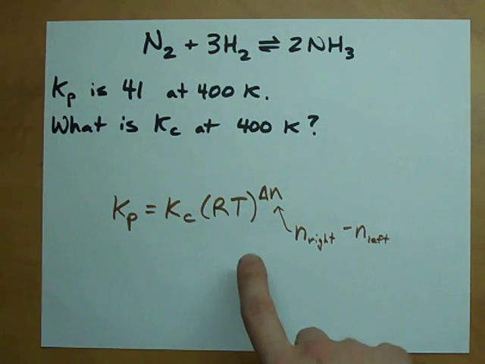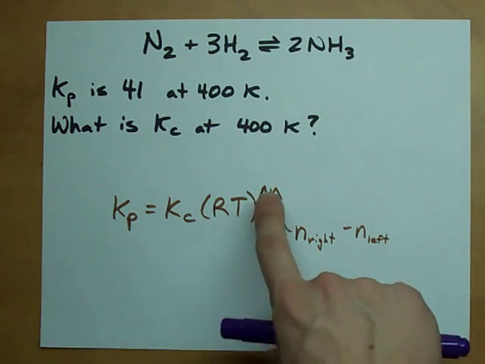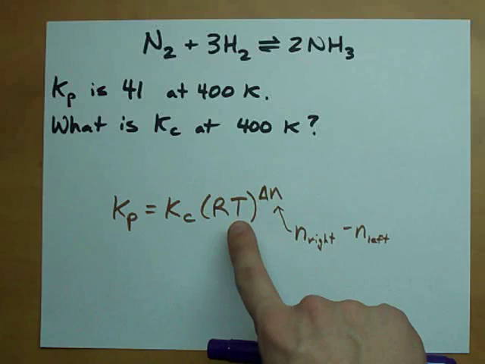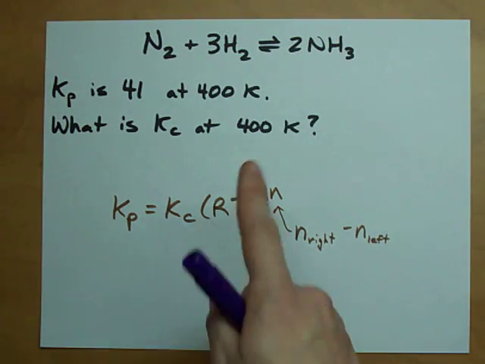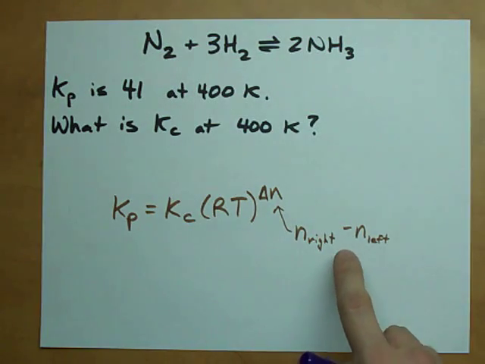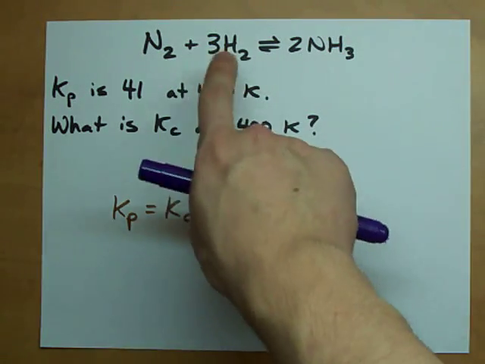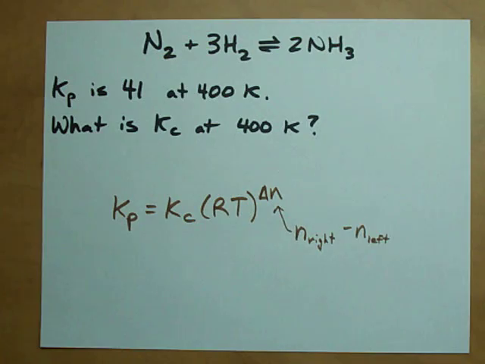Now the only trick here is delta N, the exponent on your factor of RT, needs to be the number of moles of gas on the right-hand side of your equilibrium minus N left, which is the number of moles of gas on the left-hand side of your equilibrium.